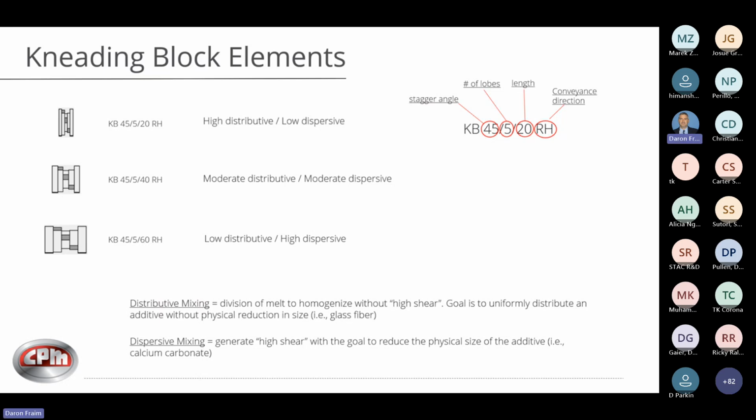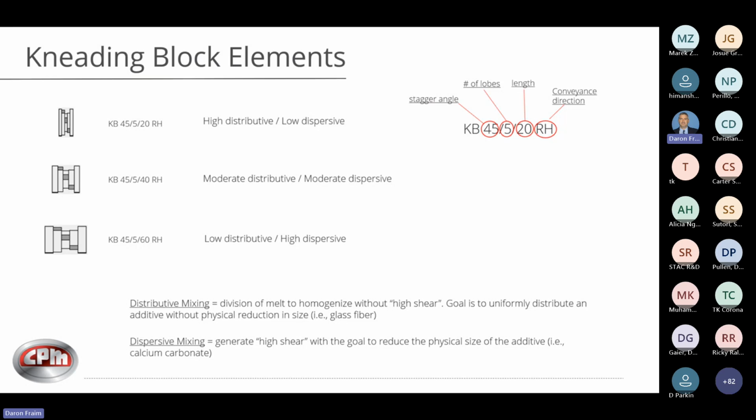And we talk about the two types of mixing, distributive versus dispersive. Distributive mixing, the key thing here is you're basically splitting or dividing the melt to homogenize without high shear, and you're achieving this without reducing the physical size of an additive or droplet. So really the goal in distributive mixing is just to uniformly distribute the additive without reducing its size. Where dispersive is you're going to reduce the physical size of the additive.